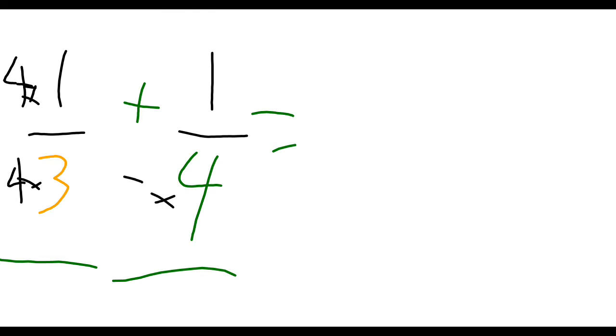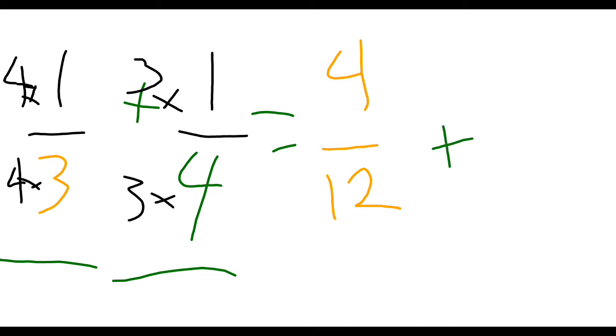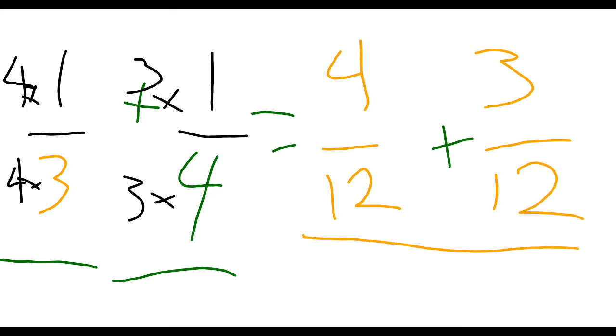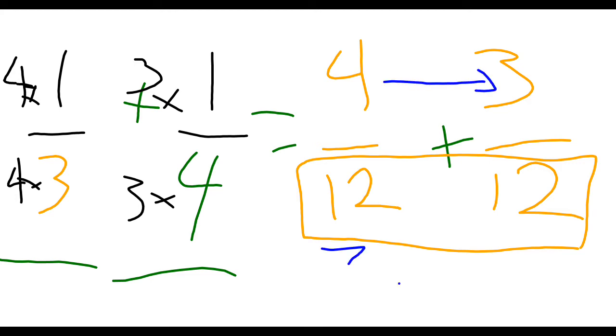Okay, so on this side, times 3 over 3, that's going to leave us with 4/12 plus our 3/12. They are now going to be the same. Okay, so that's going to equal out. Again, we just add the top, 7, and keep the bottom, 12, just like that.